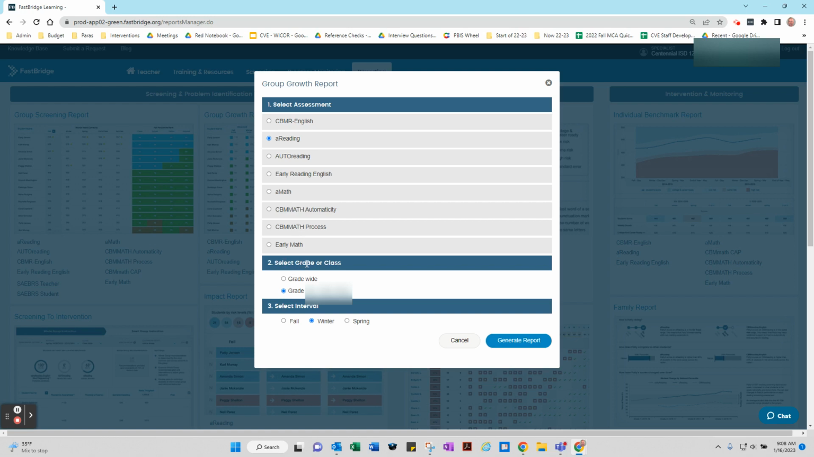Next, we're going to go down to where it says select grade or class, and we want to select the radio button for grade wide since we're going to be exploring this as a PLC. And then depending on whether this was the winter or spring test, you'll click the appropriate radio button. We're going to leave it for winter for right now. Finally, we click generate report.